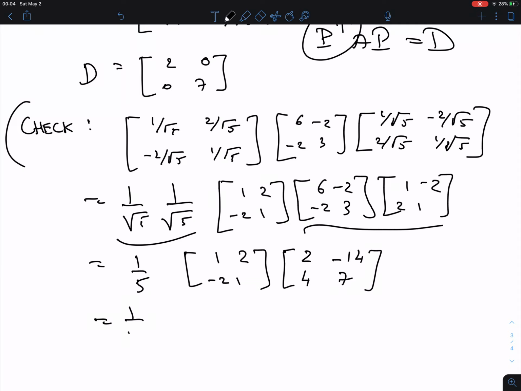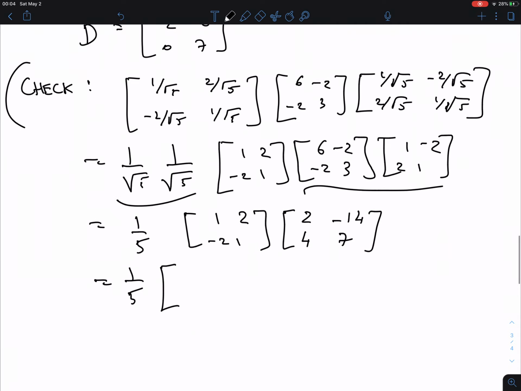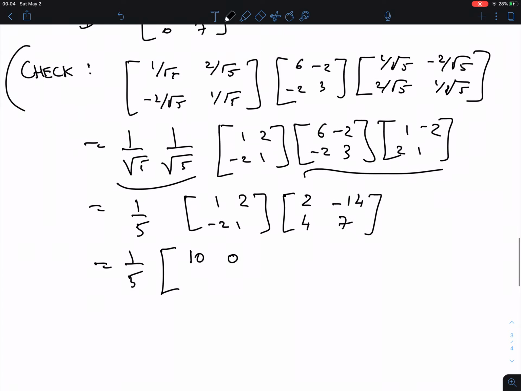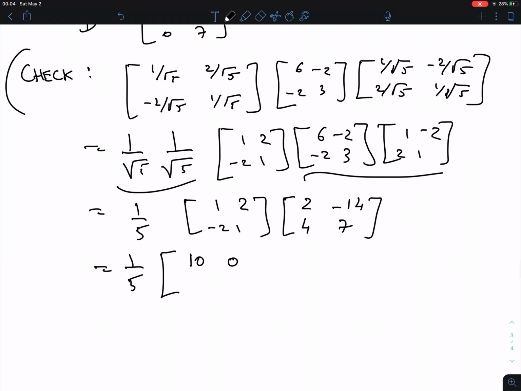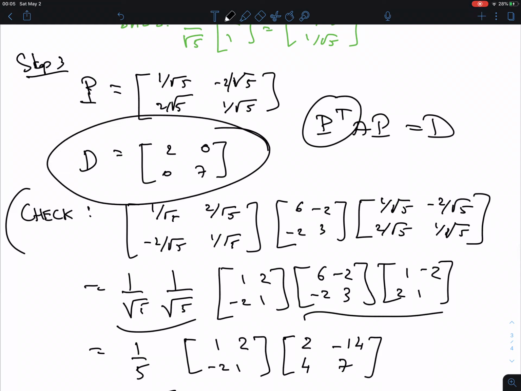Okay, so we get 1/5. And now the first row is 2 plus 8, that's 10. And that is minus 14 plus 14, that's 0. Good, good, because it has to be a diagonal matrix. The second row, minus 4 plus 4, that's 0. And then we have 28 plus 7, that's 35. And miraculously, everything falls exactly into place and we get the diagonal matrix that we were supposed to have.